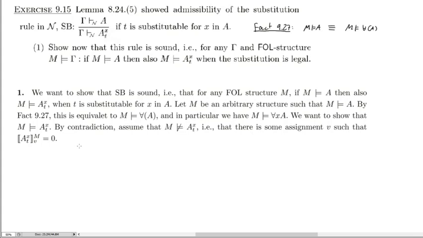I can give a hint here if you want to attempt the exercise before I go through the answer. The contradiction which you're going to derive essentially contradicts that M satisfies A. So you're going to reach some form of M doesn't satisfy A. I want you to think about this at the same time.